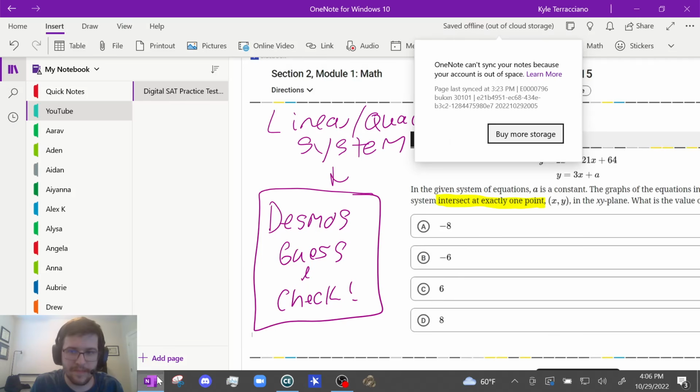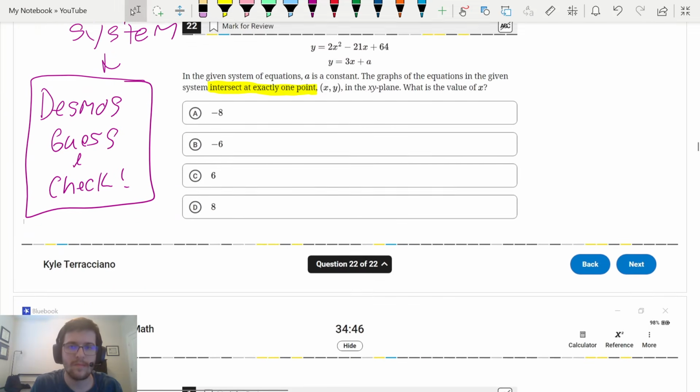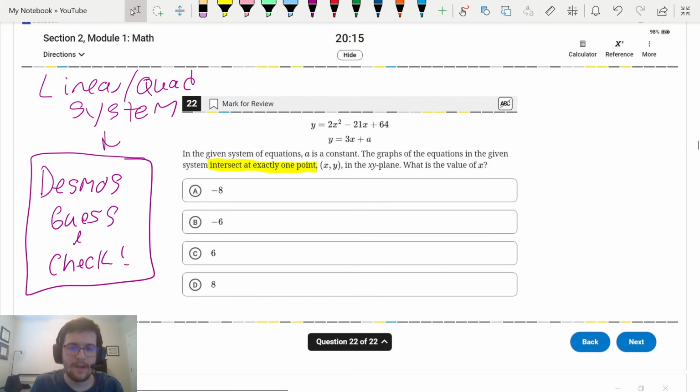Yeah, it's not asking for the a, so we can't just guess and check. It's asking for the x where they intersect. So this one's really tricky. A million people would have put this one wrong, myself included, maybe.